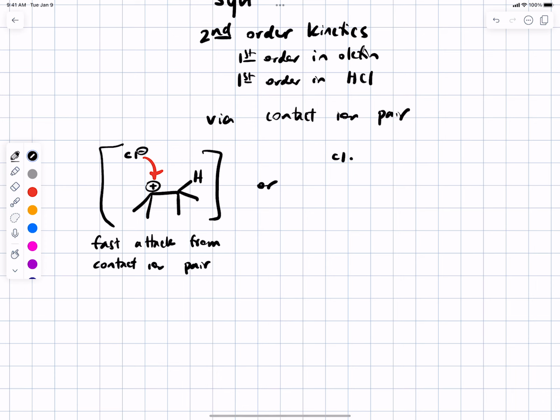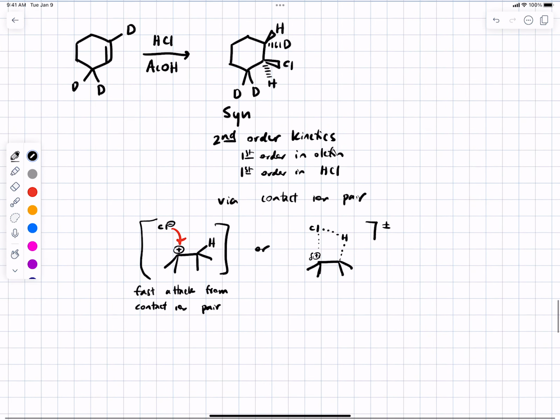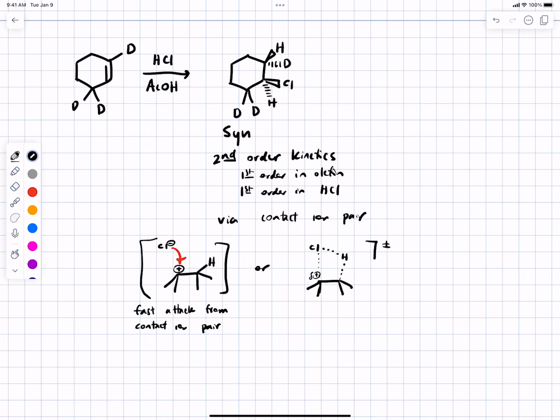Another possibility that would be consistent with this data would be some sort of concerted but maybe asynchronous, meaning not at the same time, transition state that involves a buildup of positive charge on one of the two carbons. We start to form that bond. We get delivery of the chloro to the same face as the hydrogen was delivered to. So both of those transition states could explain the second order kinetics and the syn stereoselectivity.